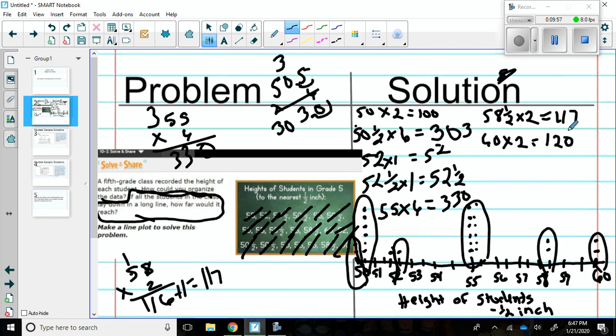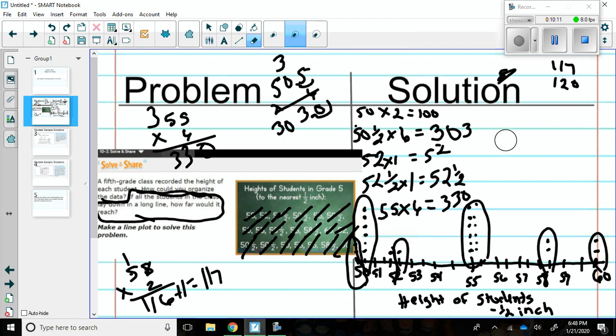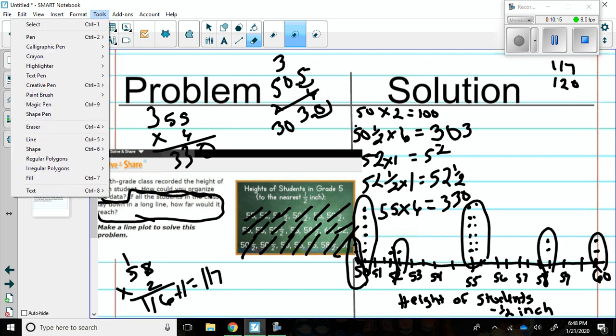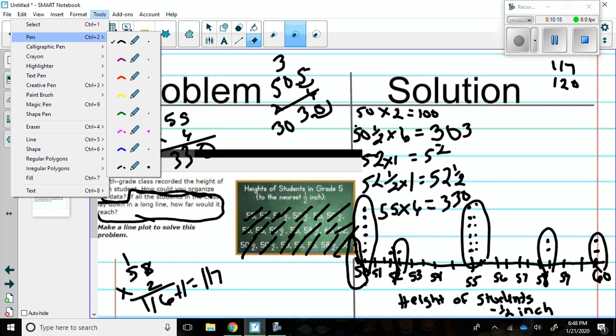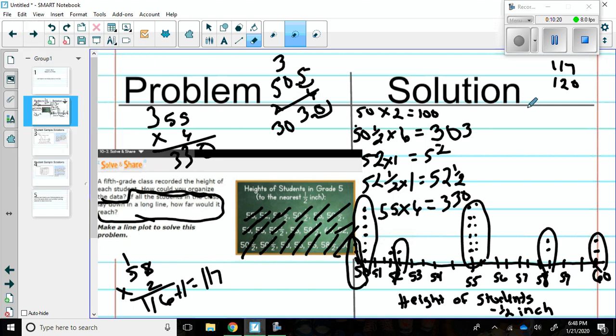So let's see here. This is going to get messy. Okay, here's what I'm going to do. I'm going to go ahead and just write 117 and 120 up here so I can erase this to give me some more room. Okay, there we go. Now I'm going to add all my totals. I have 117, 120. I have those. I don't need to do those anymore.